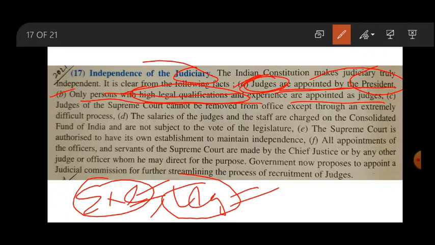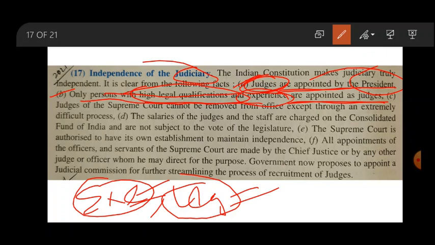Then only one gets promoted to become a Supreme Court of India judge. So one has to have a high legal qualification, and experienced people are appointed as judges. Along with the qualification, experience is also necessary. So it's not as simple as we think, that any kind of judgment or verdict is easy.